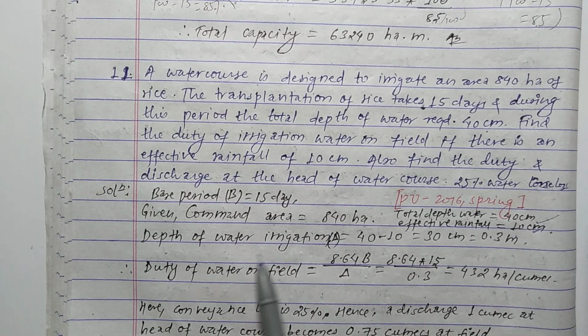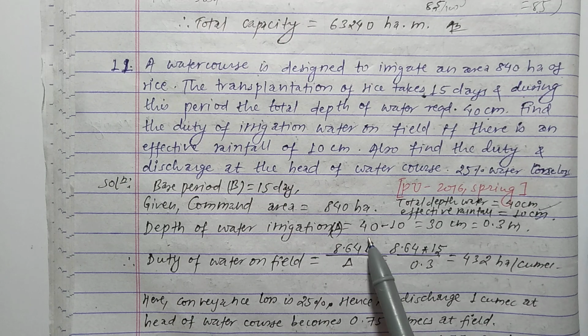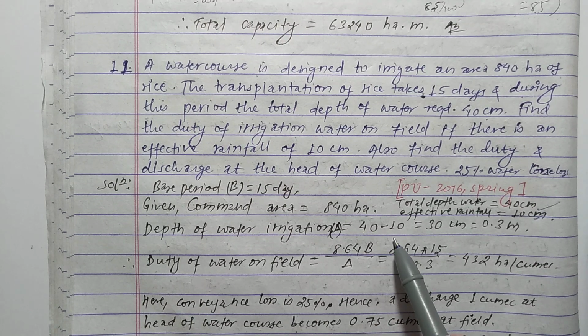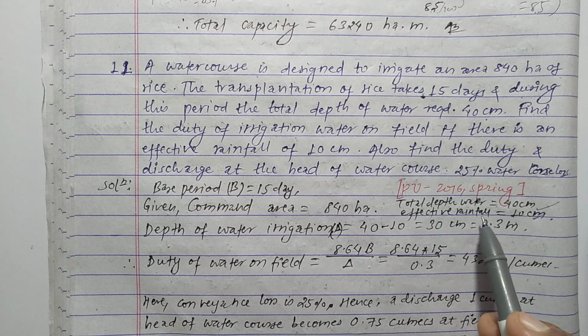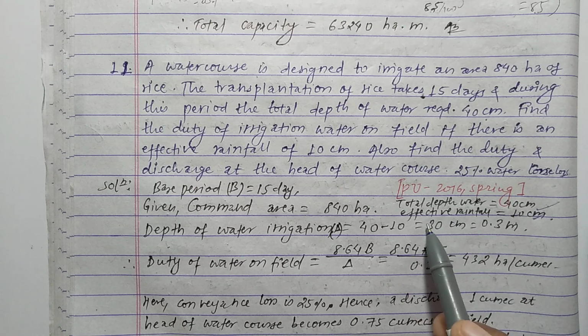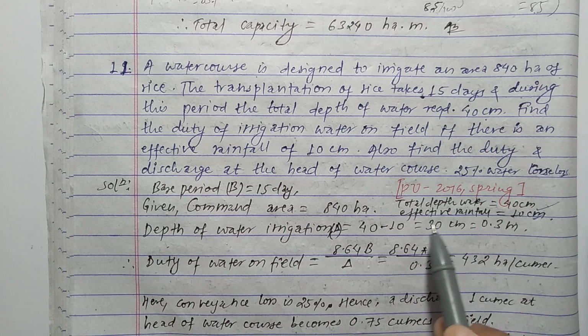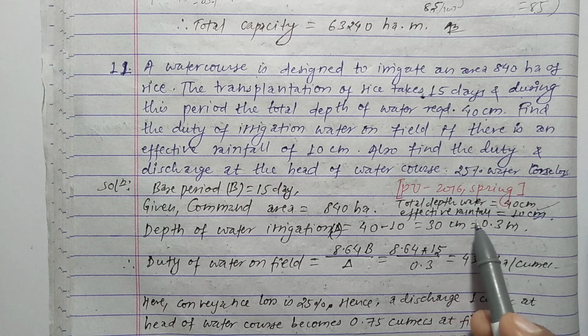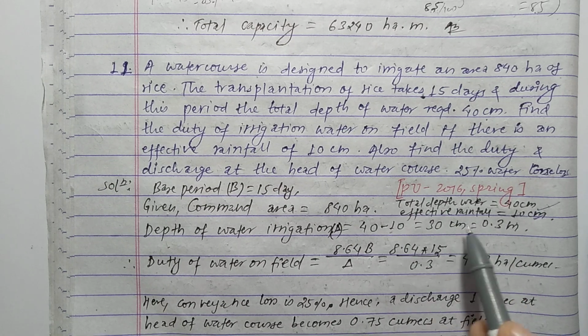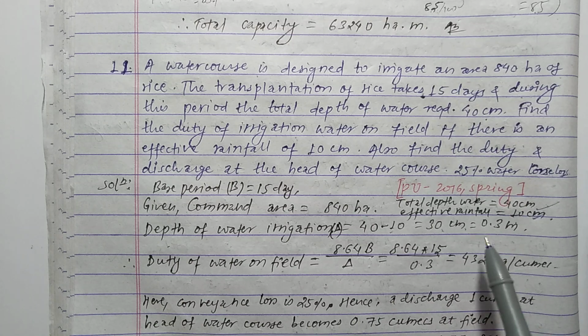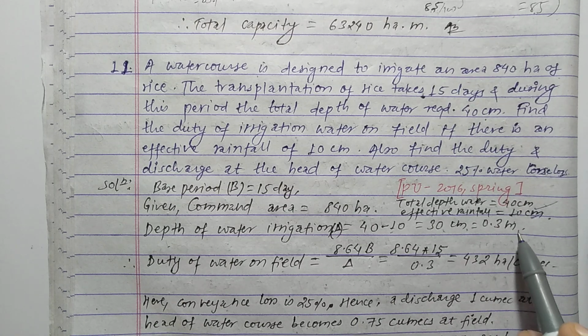So we have to calculate depth of water irrigation, that is delta equal to 40 minus 10. Okay, so 40 is total depth of water, but 10 is the effective rainfall. So we have to subtract the effective rainfall from the total depth of water. So this value becomes 30 cm and 0.3 in meter.